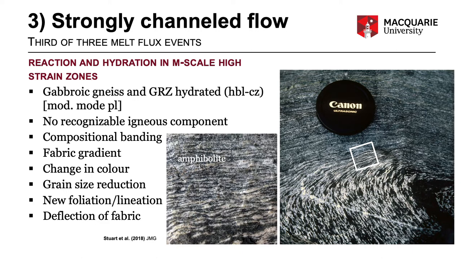The first example I'm going to show here is an amphibolite. It's basically plagioclase plus amphibole rock. There's no recognisable igneous component. We don't see lots of leucosome or dikes inside these shear zones. We see typical banding, fabric gradient, change in colour, change in grain size, a new foliation and lineation, and a deflection off a fabric that all indicate these are a ductile zone.